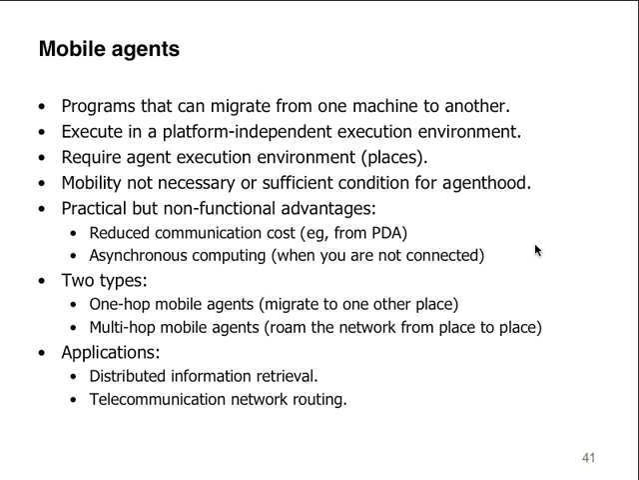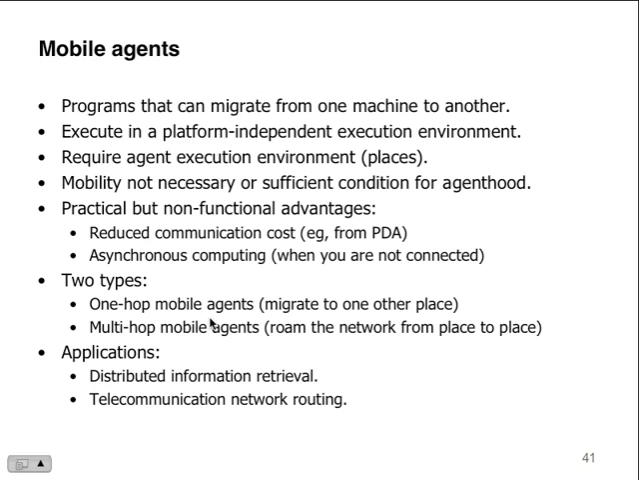So practically, 2 types of agents. One-hop mobile agents that migrate from one place to another place, or multiple hops that roam the network from place to place. That's the virus. The virus agent is a mobile agent because it goes from one computer to another. If it didn't do multiple hops, it really wouldn't be a good virus. And the purpose of the virus is to spread throughout the entire network as fast as possible. So that is basically good.